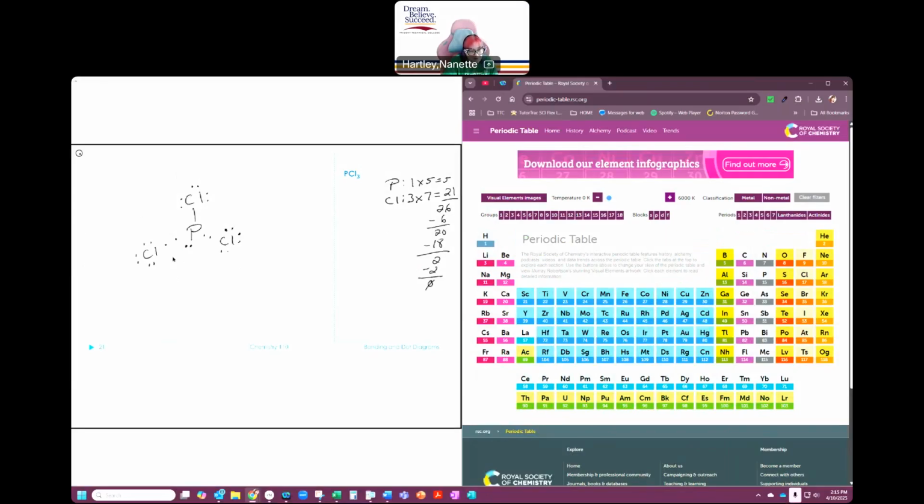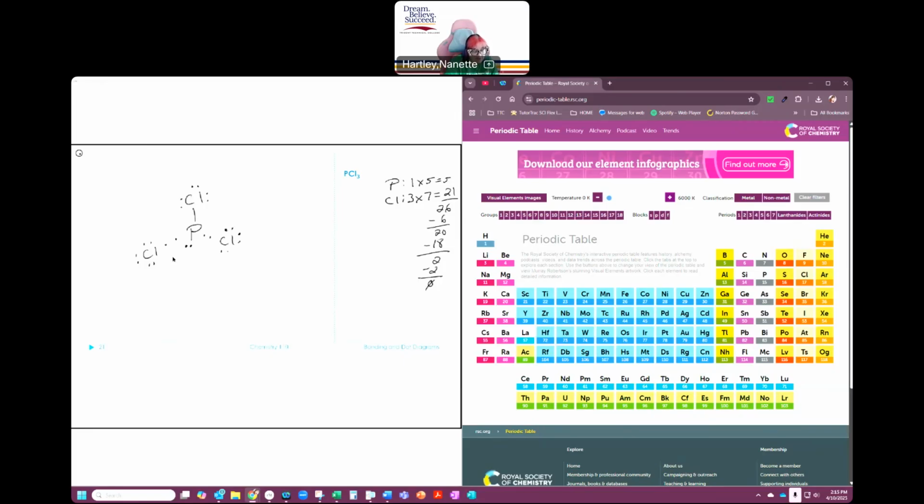So I have now put them on my phosphorus. That means I have none left over. So now I've taken care of everything that needs to go there. Okay. So I counted all my electrons. I made the bonds that I needed to make, and I counted the electrons that went into those bonds.